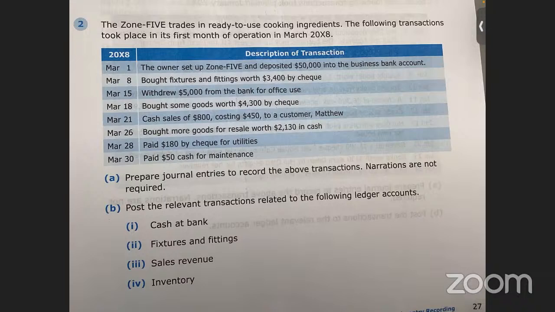Just like May 8, look at May 8. You bought fixtures and fittings worth 3,400 by check. The record is still cash at bank, because check means cash, just like PayNow. Again, am I making any sense right now?